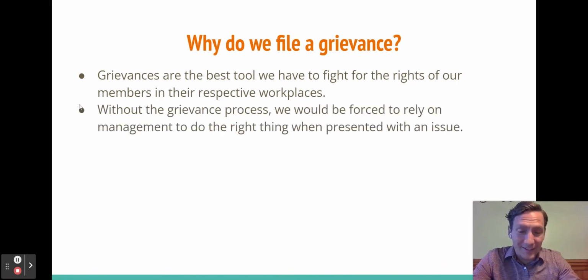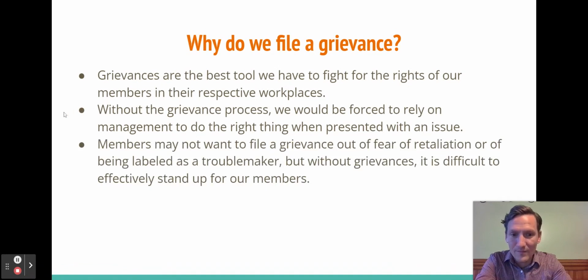So without the grievance process, we would be forced to rely on management to do the right thing when presented with an issue. Now, if we could rely on management to do the right thing, none of us would be here right now, right? We wouldn't have unions, but obviously we can't. And this is why we have a union, to make sure we can stand up for ourselves and make sure we stand up for our members. And this grievance process is what allows us to do that.